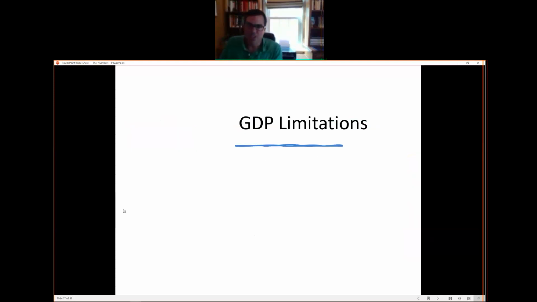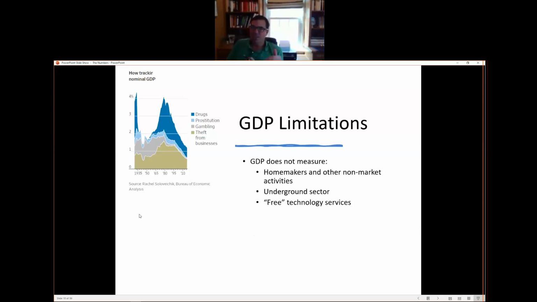Okay, there are some limitations, though, and I kind of mentioned a few. One of them is the underground sector. We don't count things like drugs or prostitution in GDP, yet they're big sectors. This chart I just put there shows you the GDP would be significantly bigger if we did try to estimate the amount of illegal drug sales or other illegal activities, but we don't do this. We don't count the underground sector.